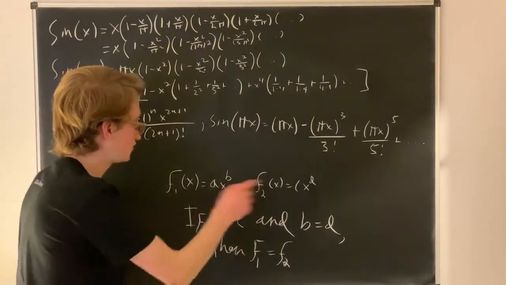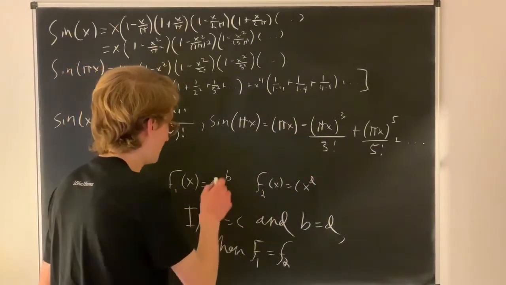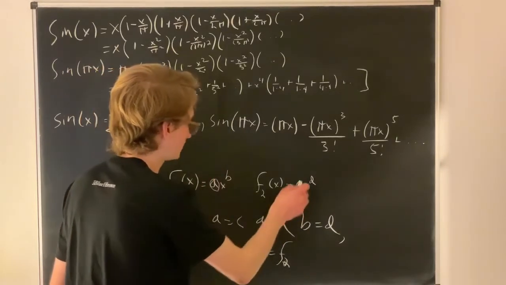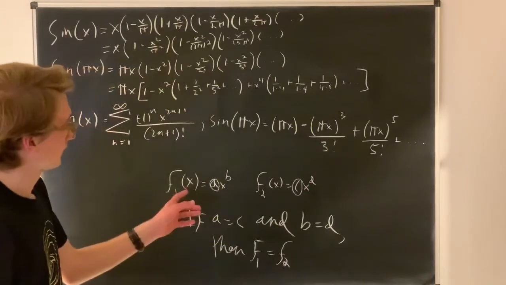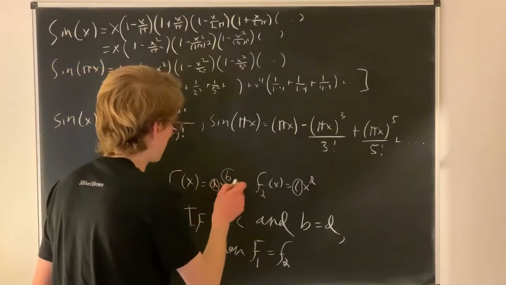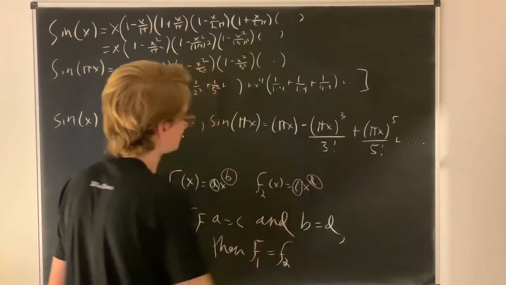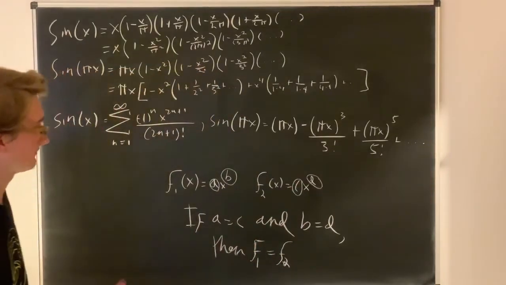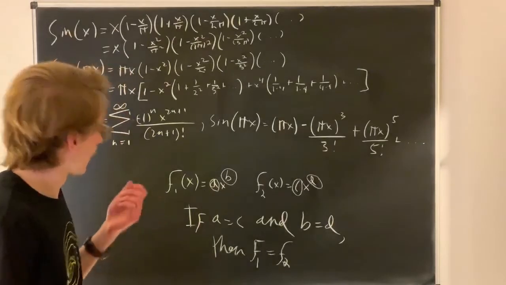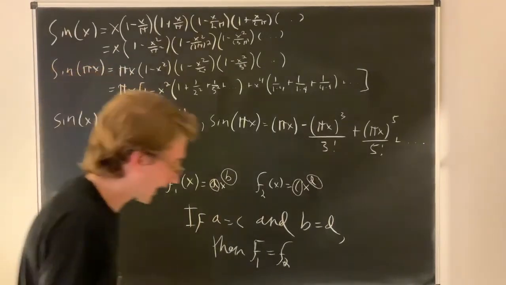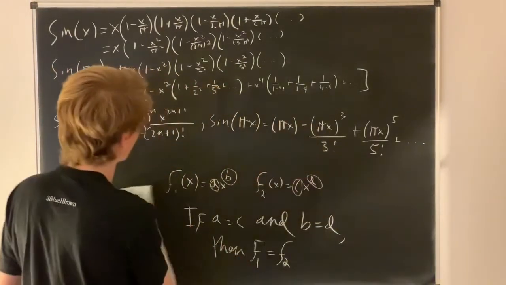In other words, if two polynomials have the same coefficient, this multiplicative factor out front, and the same power, the same degree, then they must be equal. Okay, so how can we use this?